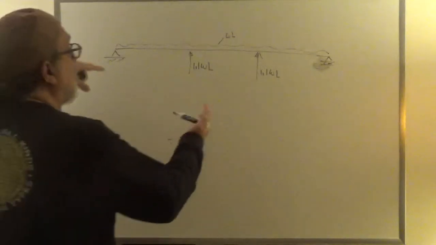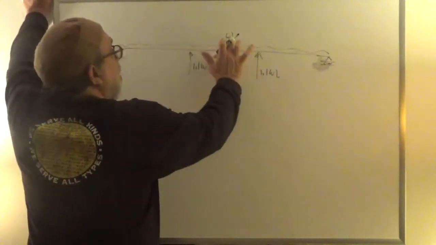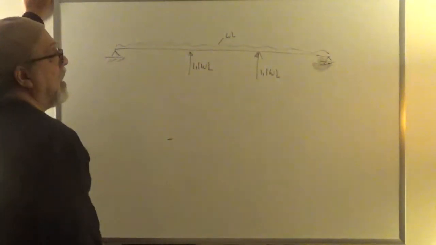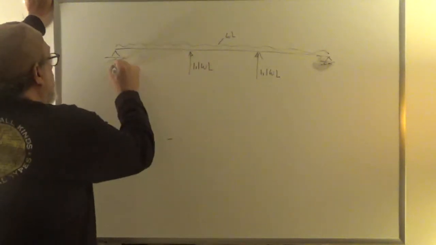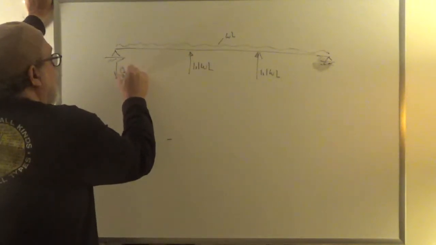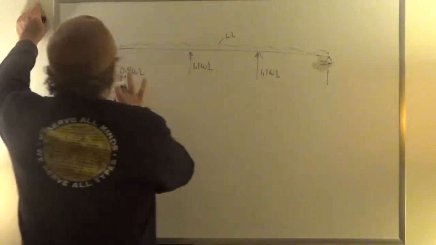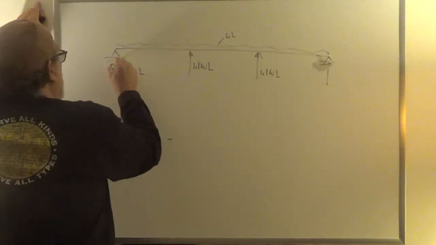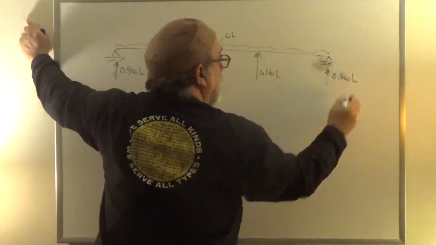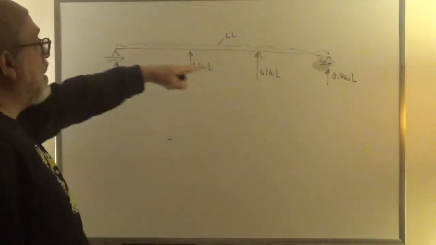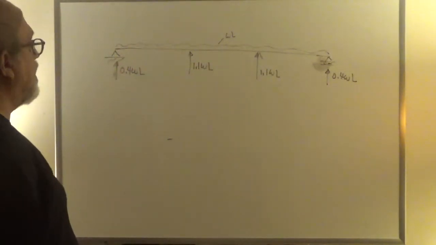Now, summing forces in the y direction, this is 2.2 and we have 3 WL, so the difference is 3 minus 2.2, which is 0.8. From symmetry, it follows that this will be 0.4 WL, and this would be, I'm sorry, not down, up, 0.4 WL and 0.4 WL, right? Or you can sum the moments, you can say anything you want, right? Those are the two reactions on that simple beam.